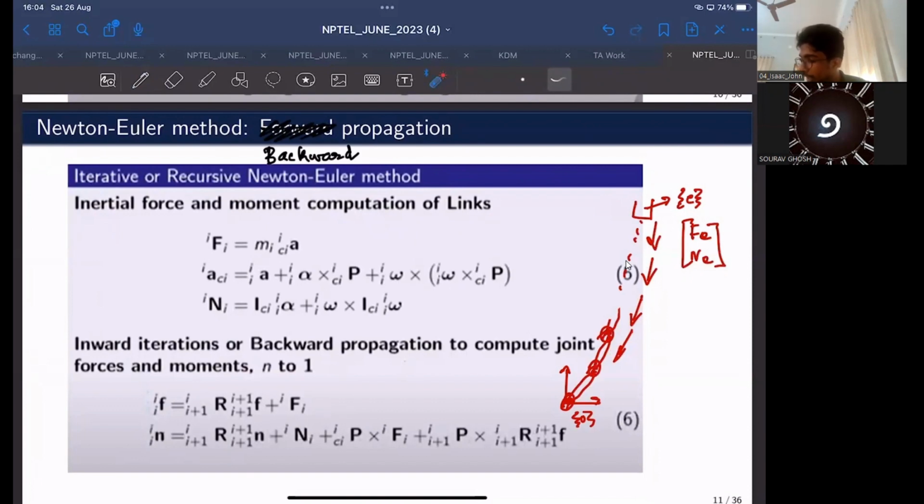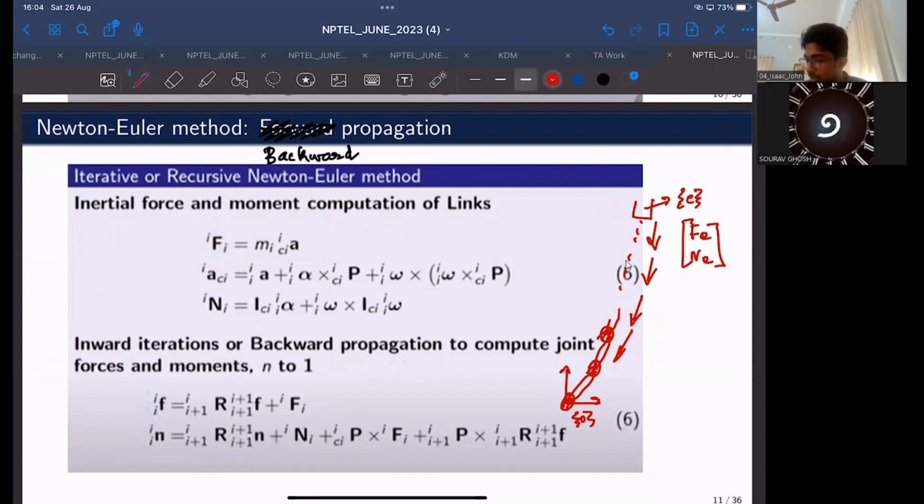So now we apply the Newton-Euler equations of motion. So this is Newton's equation. The inertial force acting on the ith link is nothing but the mass of the ith link multiplied by the acceleration of the center of mass of the ith link.